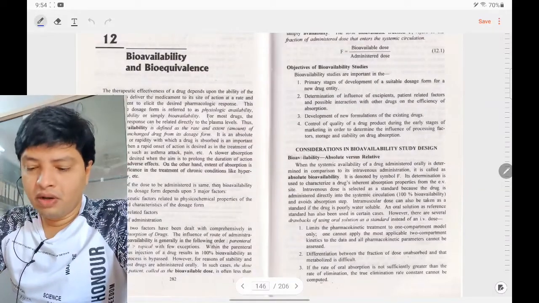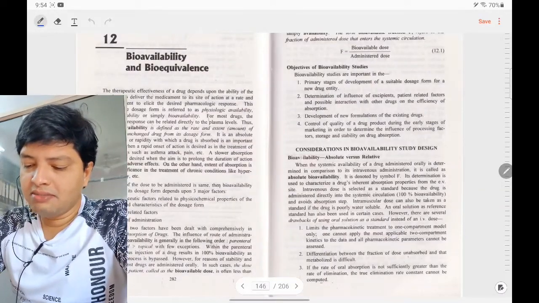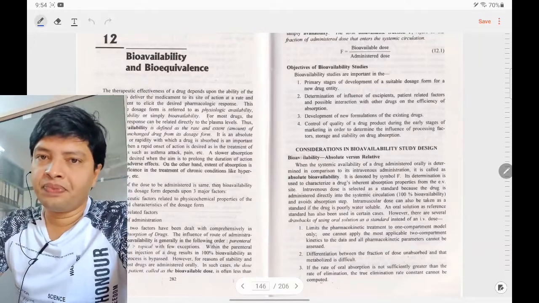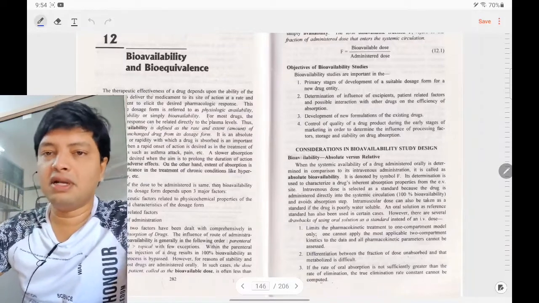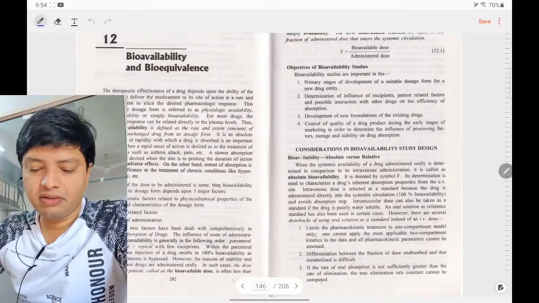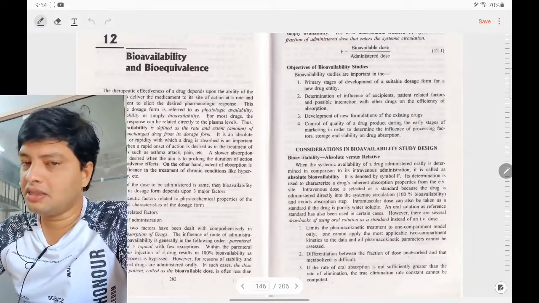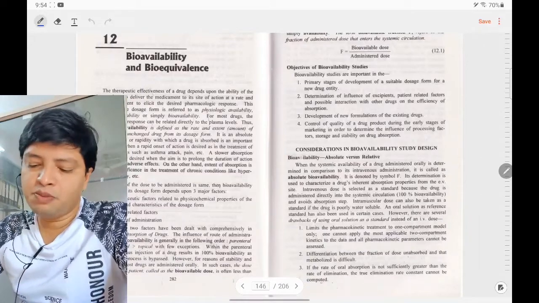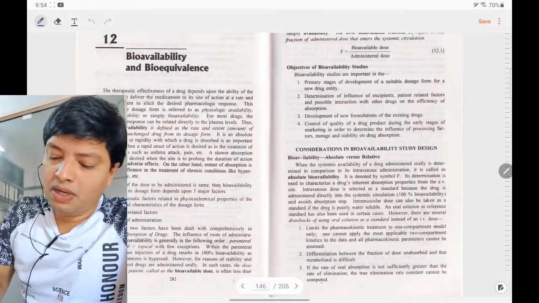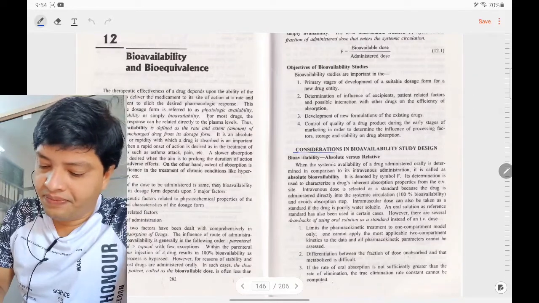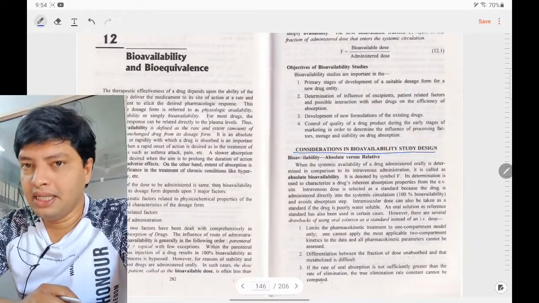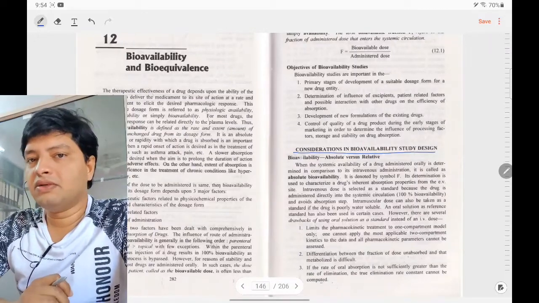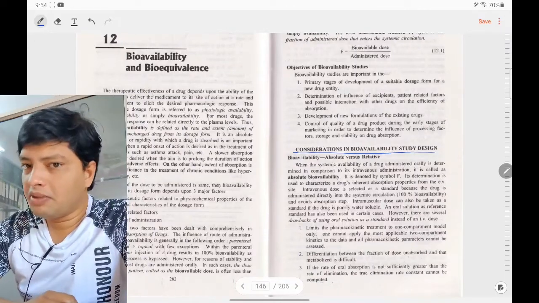Hi, today we are going to learn about considerations in bioavailability study design. As a part of this, I am starting a series of lectures related to bioavailability and bioequivalence. This is part 2. In this part we are going to see what the considerations are in the design of bioavailability studies, what things we need to consider while conducting bioavailability studies.